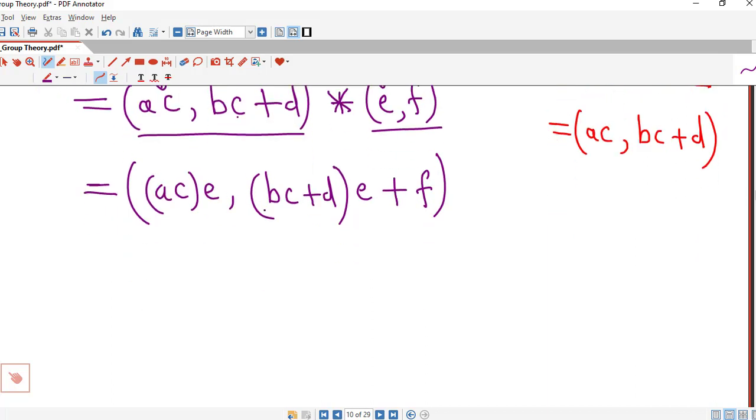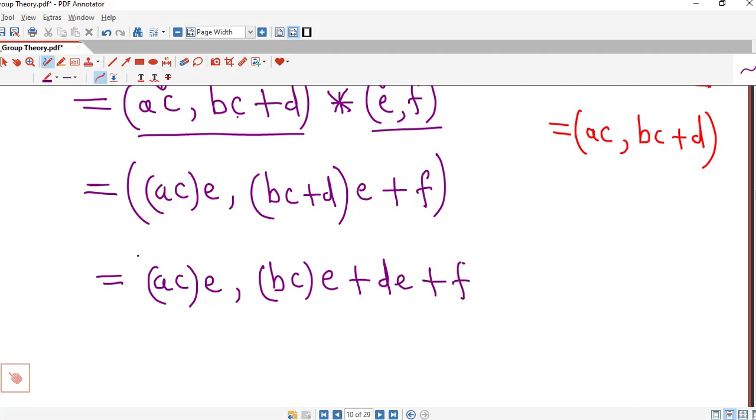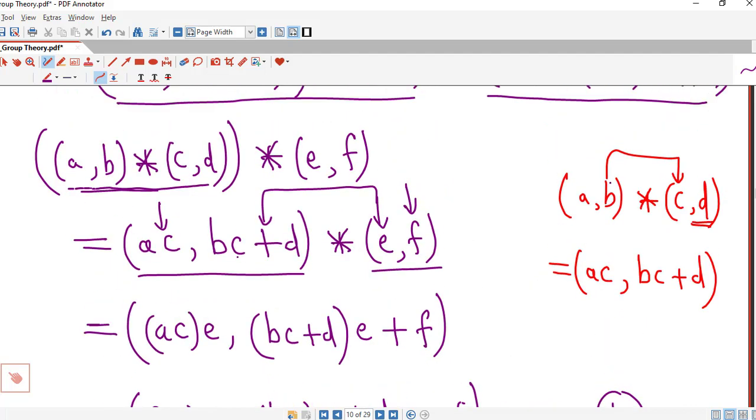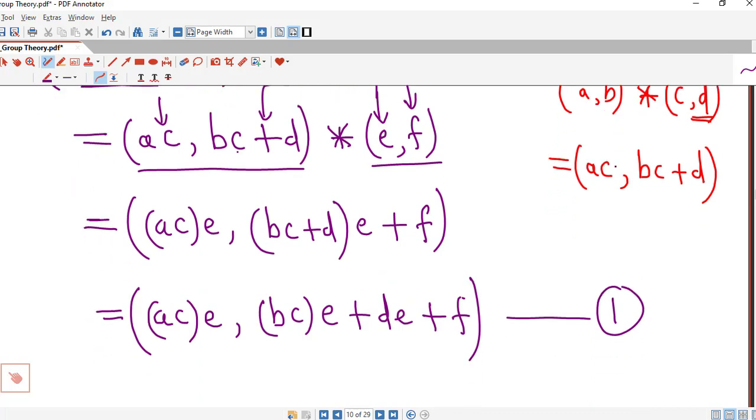So now we can simplify this. We keep this as it is, and here we can rewrite this as BC into E plus D into E plus F, and we give this number 1. If required we will modify this, but for the time being we give this number 1.